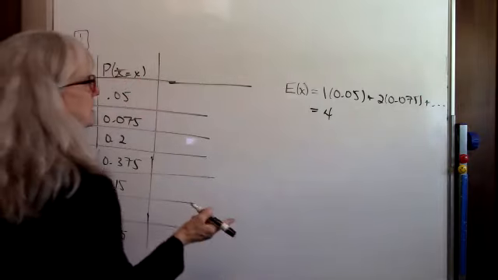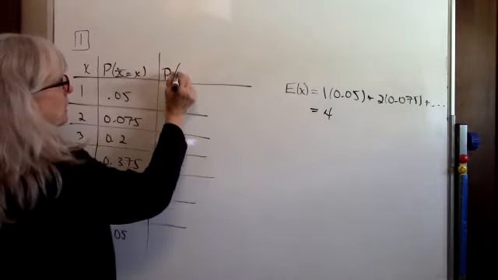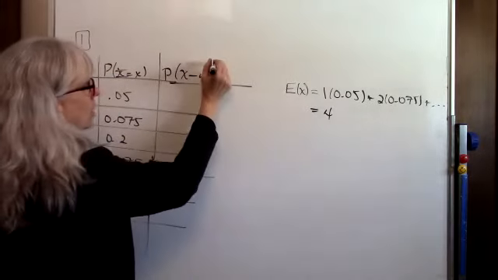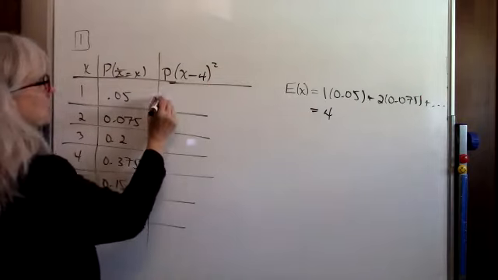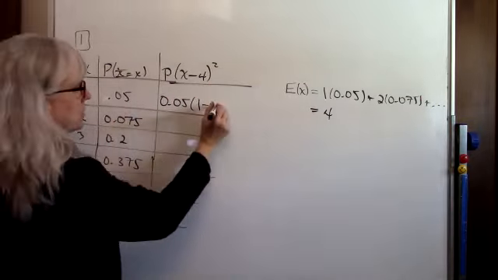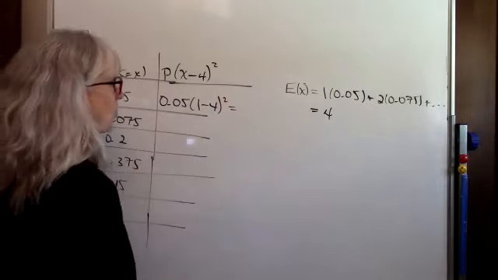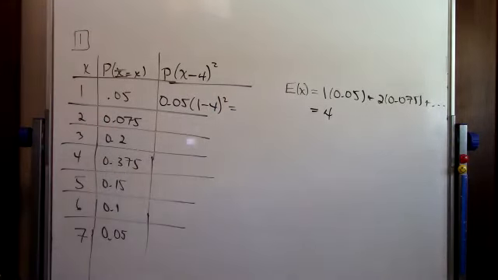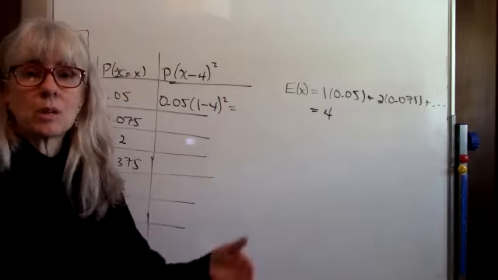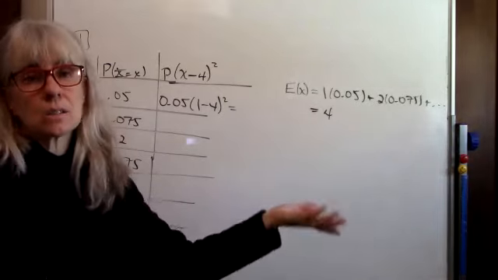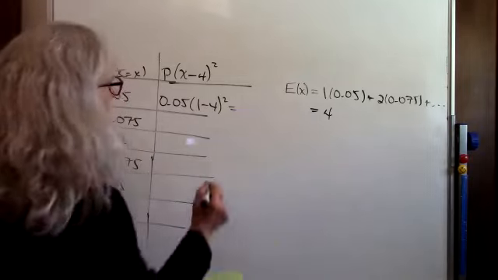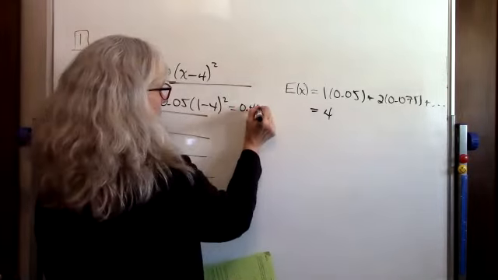Okay, so now what we're going to do is take each probability and multiply it by the value of X minus 4 quantity squared. So for this first one, we're taking 0.05 times 1, that's our X, minus the 4 quantity squared, and then write down what that's equal to. Again, the formula for variance says it's the probability times the difference between each value and the mean squared. We'll see why we're squaring it in just a second. If you do that, this comes out to be 0.45.